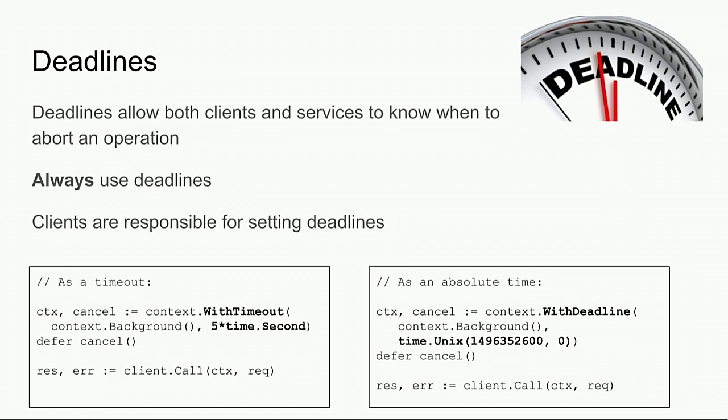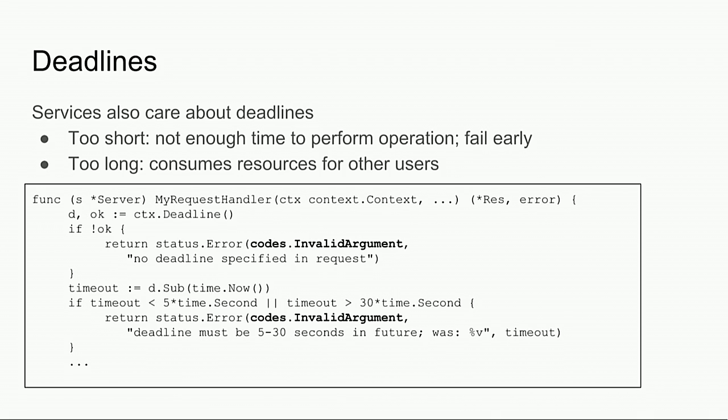And then that information gets set into this context object, which is part of the gRPC API used for clients and services. You attach that timeout to the context and pass that context into your outgoing RPC call. And then that gets received on the server side. Servers care a lot about deadlines too.